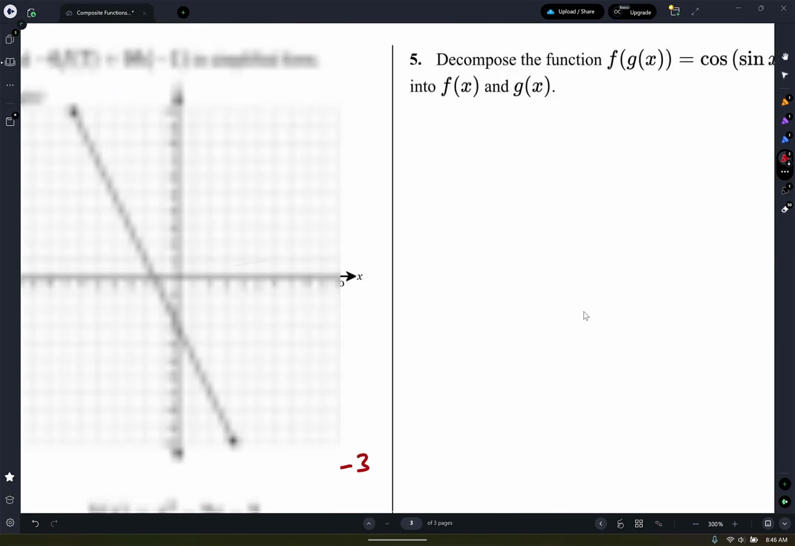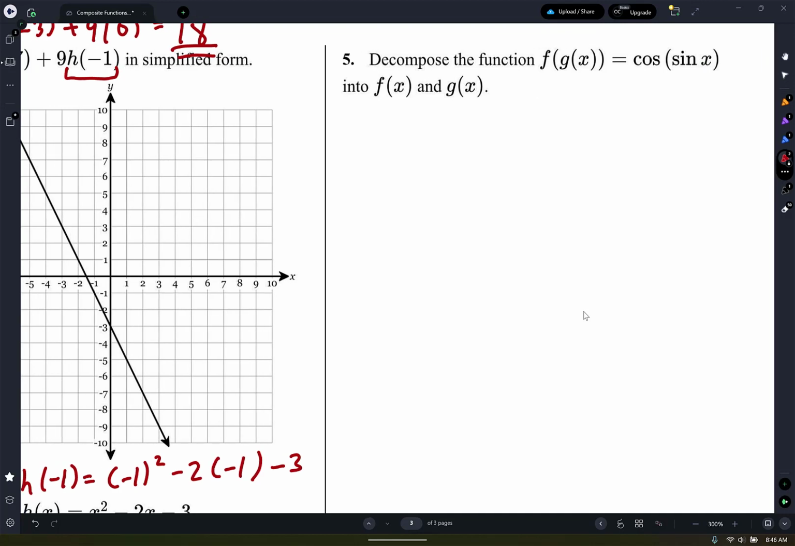All right. So it says decompose the function f of g of x, cosine of sine x, into f of x and g of x. Okay, so they want me to tell it what f of x is, and what g of x is. Notice that g of x is an input for f of x. Do you guys see that? So then I start looking for my input. This must be f of x. This must be my input. So that means g of x has to be sine x. And then f of x is the one on the outside, so that means it's cosine.